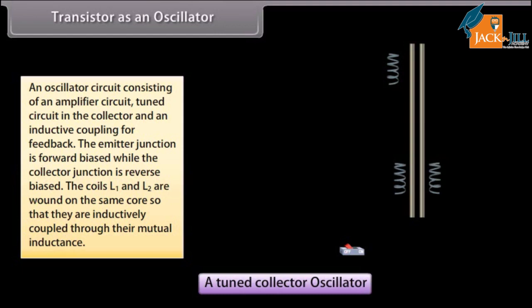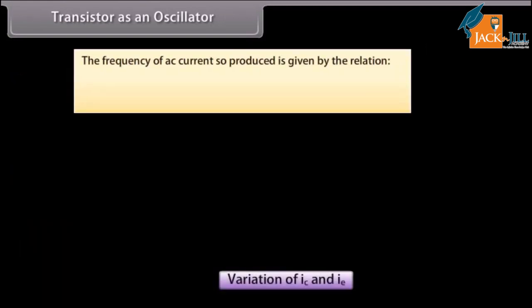On reaching saturation, collector current stops varying. Hence, the induced EMF in coil L vanishes. The frequency of the AC current so produced is given by the relation f = 1/(2π) × 1/√(LC).